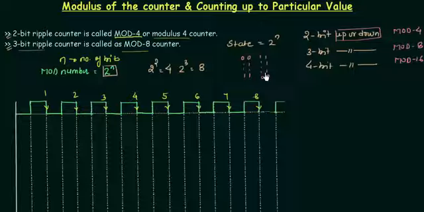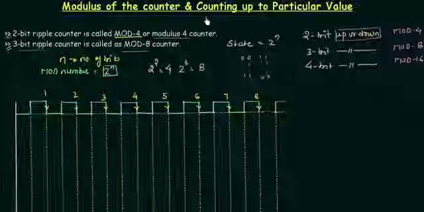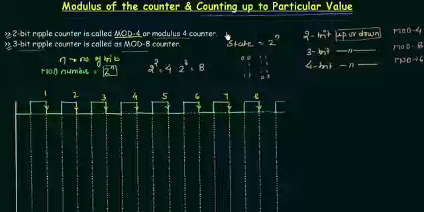Now we can move to a very important topic, that is counting up to a particular value. How we can stop counting at a particular state or at a particular count or at a particular value, that we have to see. So please watch it carefully, and it is going to help you in so many problems relating to the counter. So let's start with our second part of this presentation.